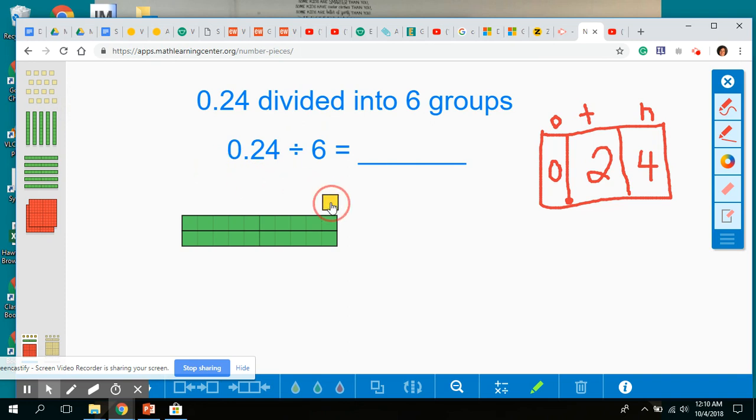So I'm going to add my 4/100ths here: 1/100th, 2/100ths, 3/100ths, and 4/100ths. Now I know I have 24 hundredths here, and I have to divide that into 6 equal groups. So if I look along here, is there a way you see that I can actually divide this up into 6 equal groups?